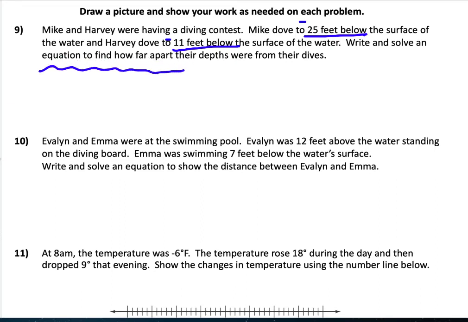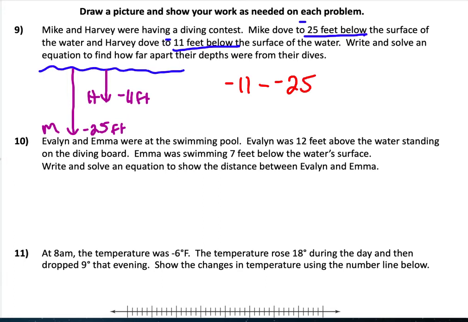So I'm going to draw one of my fantastic pictures. Mike is down here at negative 25. Harvey is down here at negative 11. We want to know how far apart those two numbers are. Well, that means we're finding the difference. We're subtracting them from each other. So I'm going to do negative 11, Harvey's number, minus Mike's number, which is negative 25.